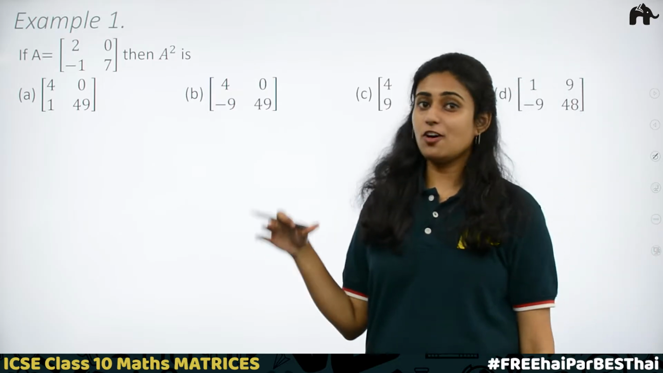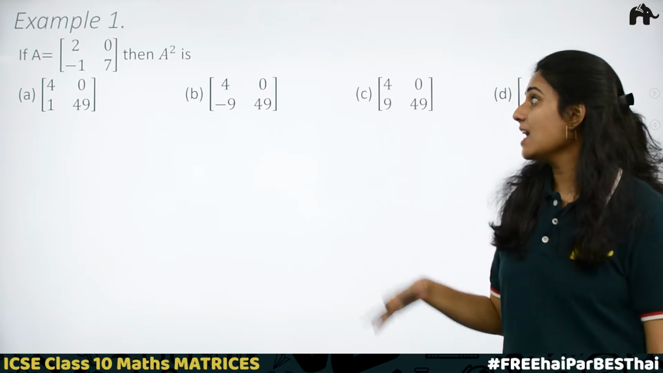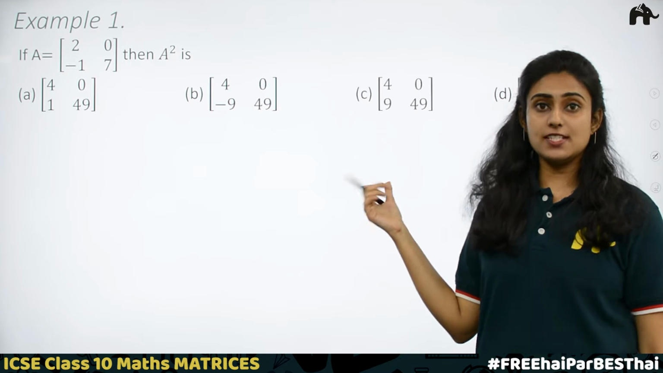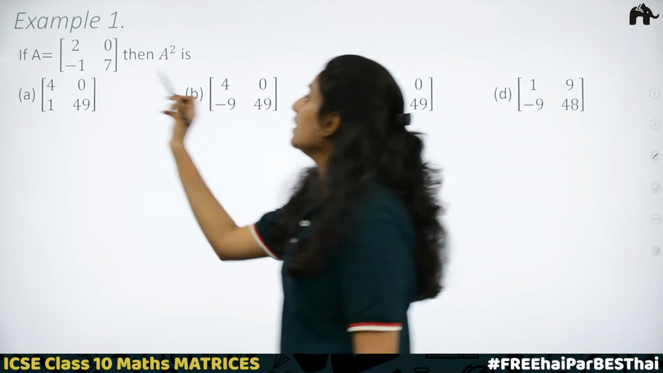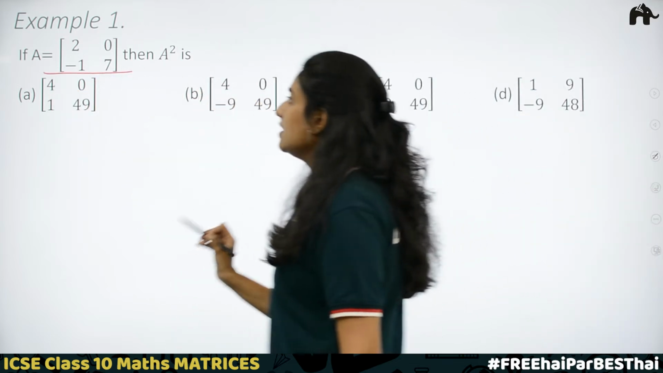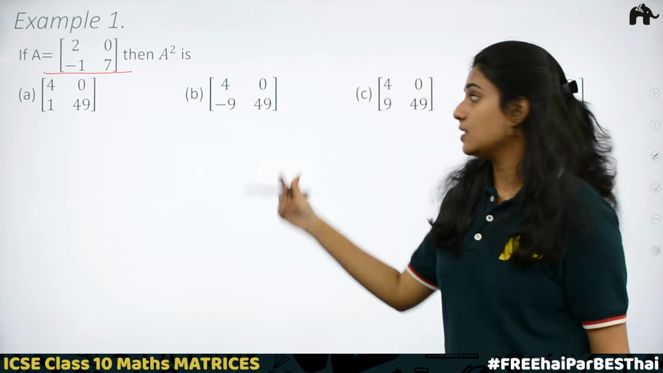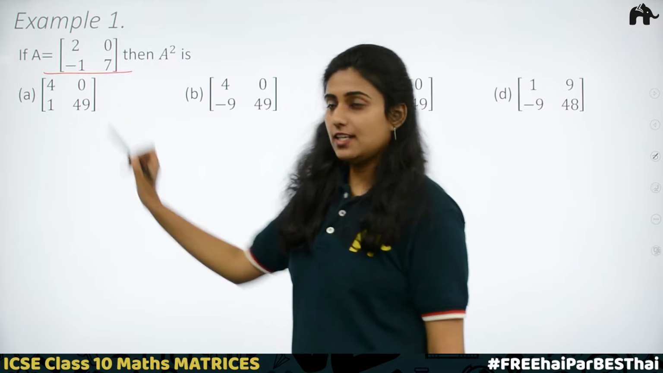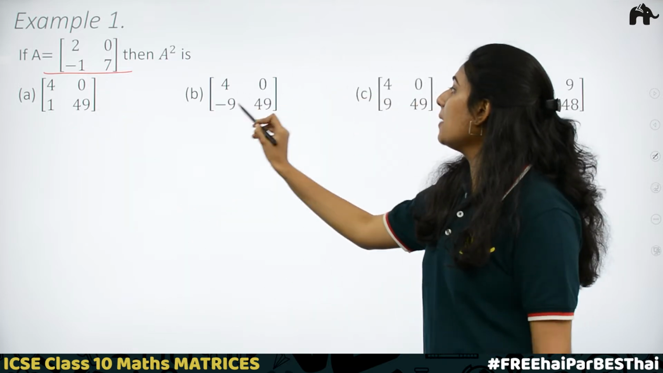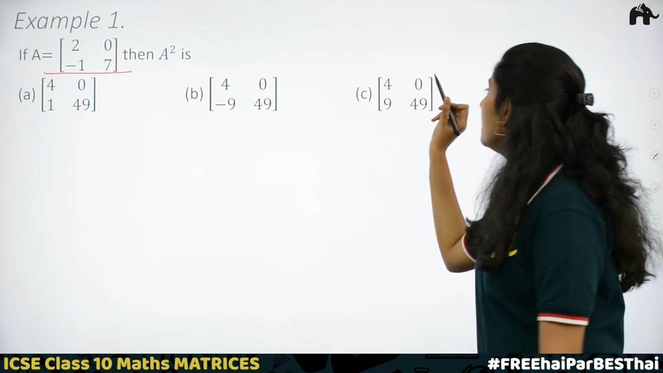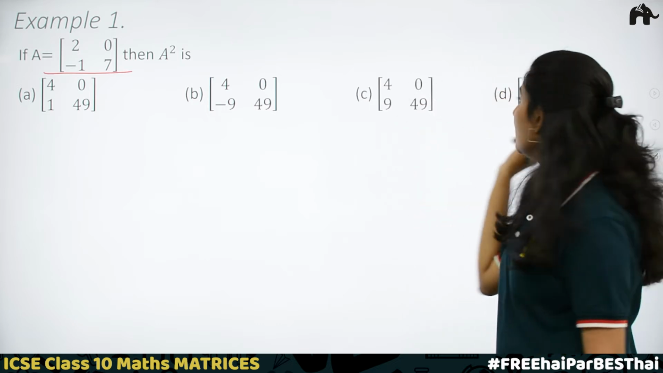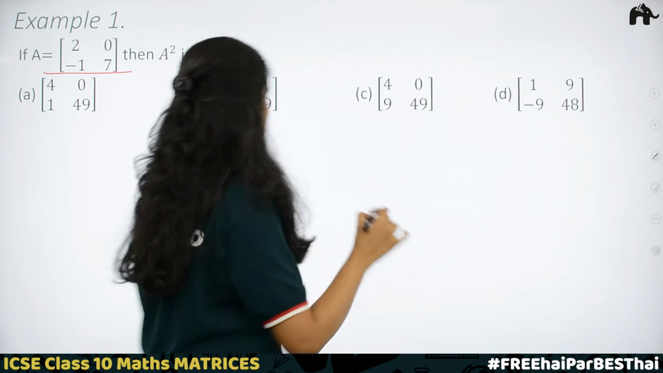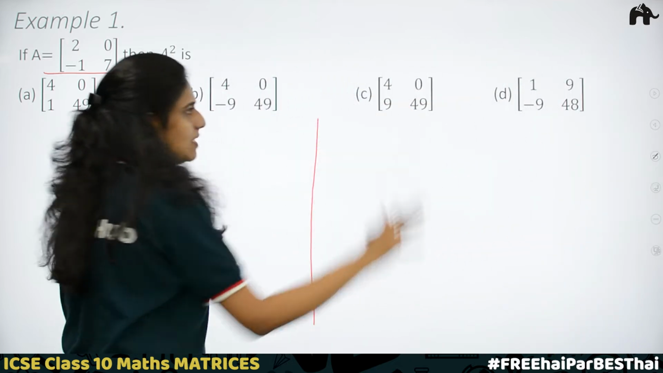Hope you all remember the concepts we have studied in the previous classes. Let's start with an example. This is a question that was asked for board exam 2021. If A is equal to [[2, 0], [-1, 7]], then A square is, we have four options. First, [[4, 0], [1, 49]]. Second, [[4, 0], [-9, 49]]. Third, [[4, 0], [9, 49]]. And the fourth, [[1, 9], [-9, 48]]. Options are somewhat similar, right?